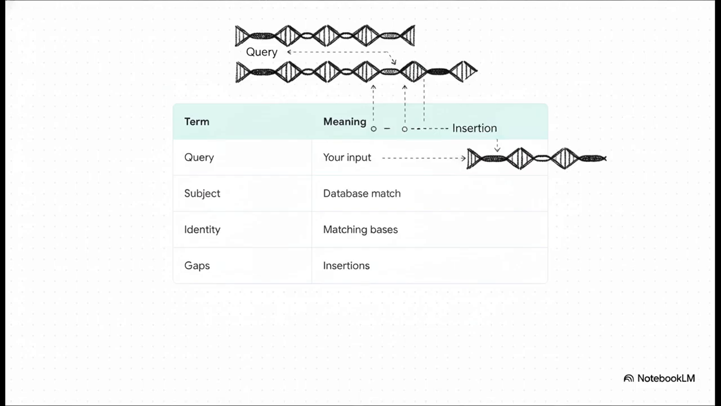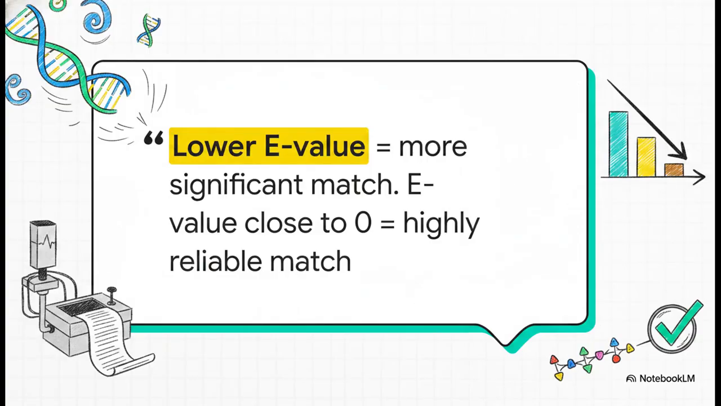The query is the evidence you brought in, your input. The subject is what the database found for you. Identity refers to the exact matching bases or amino acids between the two. And gaps, well, those refer to any insertions or deletions that had to be made to get the two sequences to align properly. Now, if you take absolutely nothing else away from this tutorial, please memorize this rule.